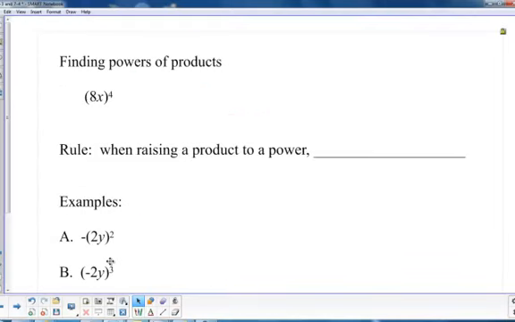Now, this 4 is outside of the parentheses. So this 4 goes to both the 8 and the x. And we're going to actually go ahead and do 8 to the 4th. So 8 times 8 times 8 times 8 is 4,096.